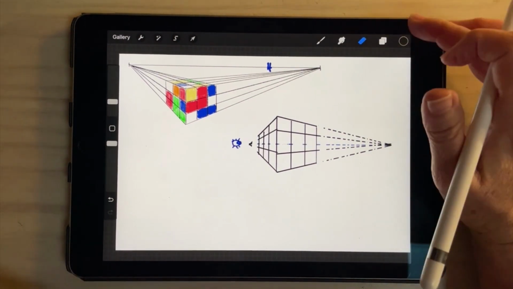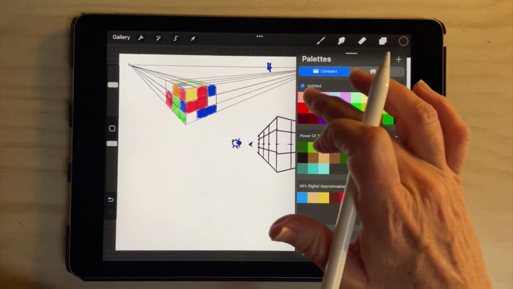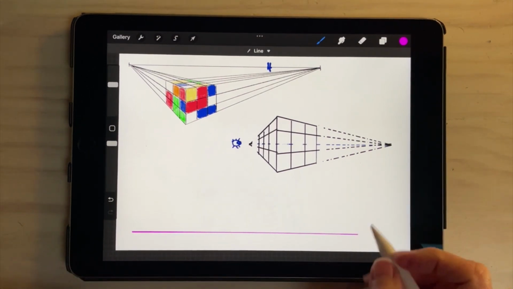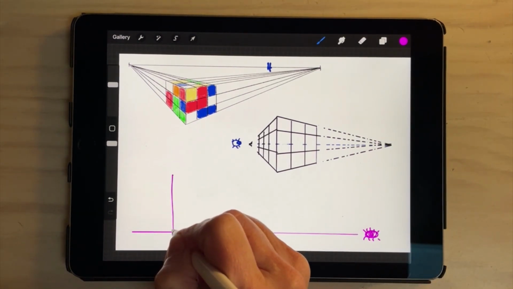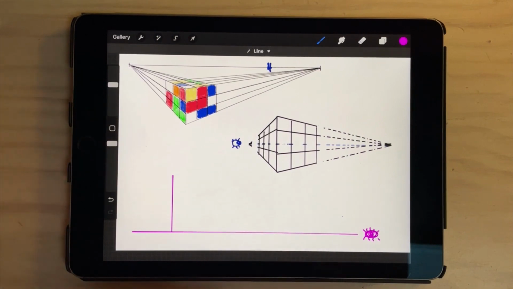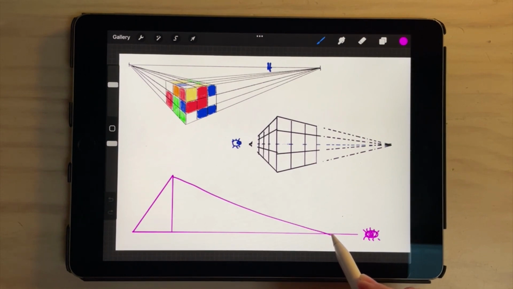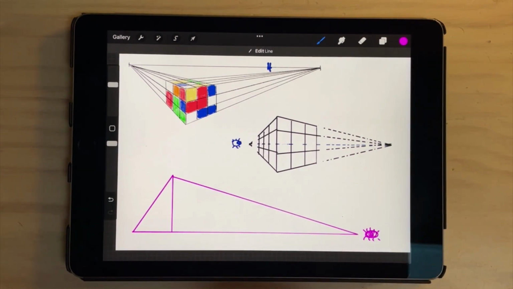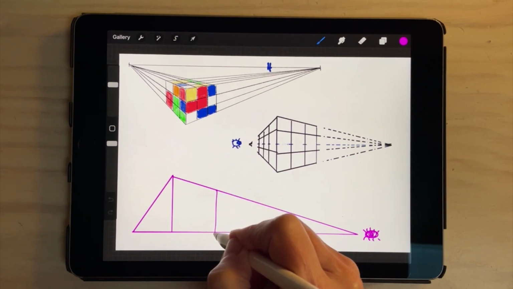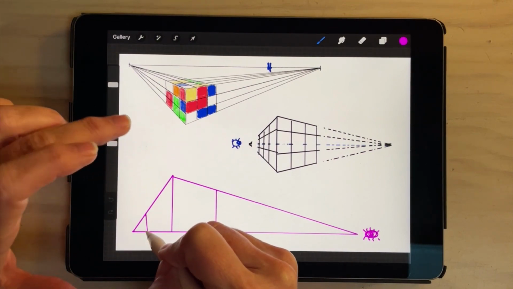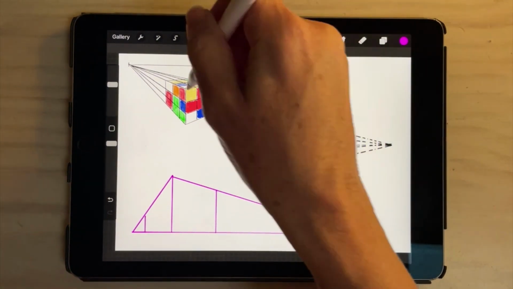Okay, if we wanted to do it from a worm's eye perspective, what we would do is this. So imagine that our worm's eye means that we're looking up at everything. So it's the opposite of bird's eye. Horizon line, or point of view of the eye, is right down at the bottom, and then the entire object is above the horizon. Okay, so then we would just join here and here, and we would be looking up at our Rubik's Cube. So this is quite literally the opposite of that.